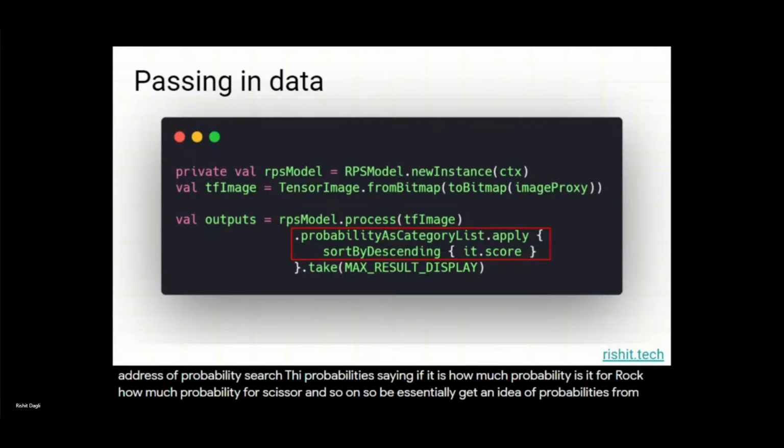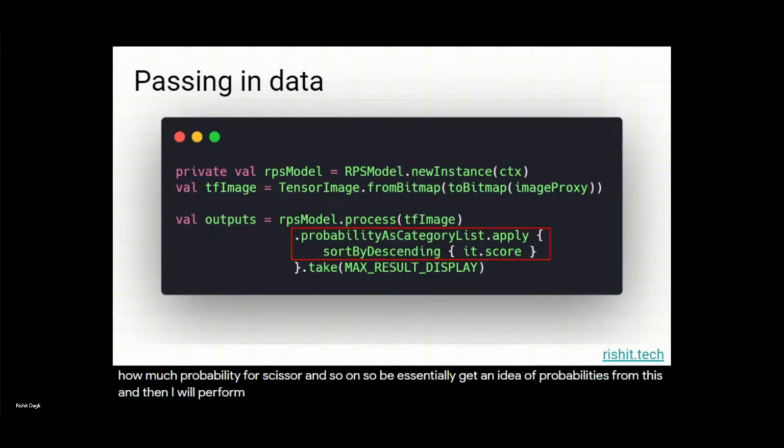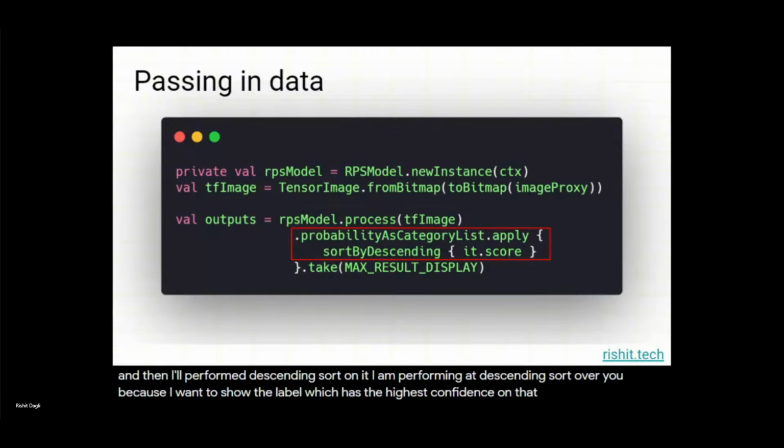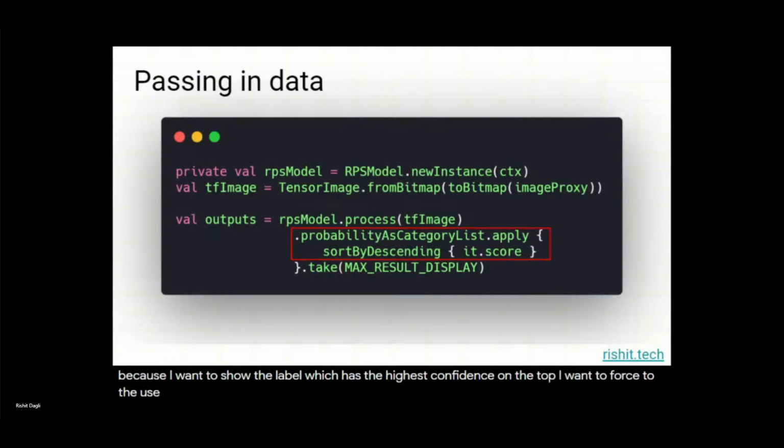From this, I'll perform a descending sort on it. I'm performing a descending sort over here because I want to show the label which has the highest confidence on the top. I want to first show the user the label which has the highest confidence. So I'll perform a descending sort and then pick the first n results.